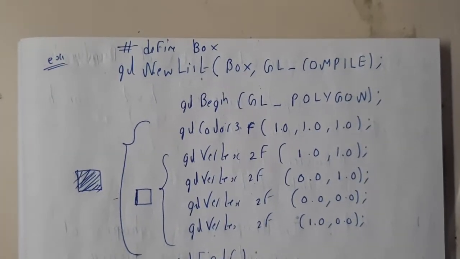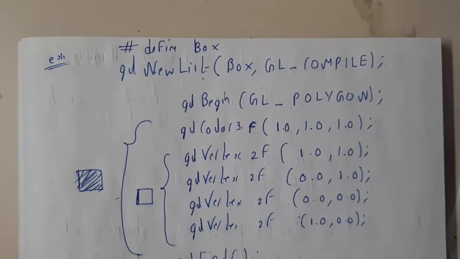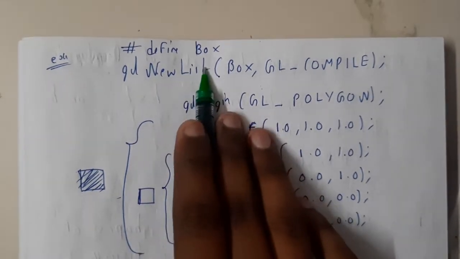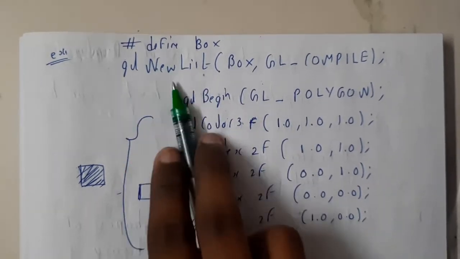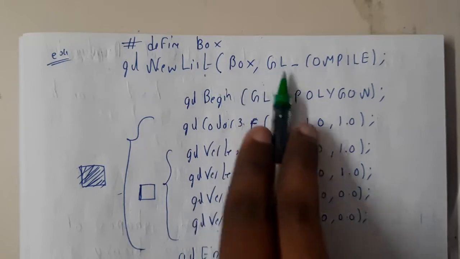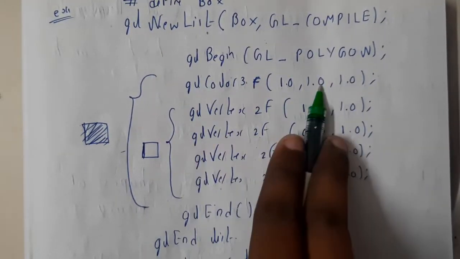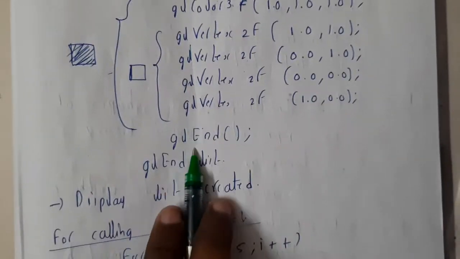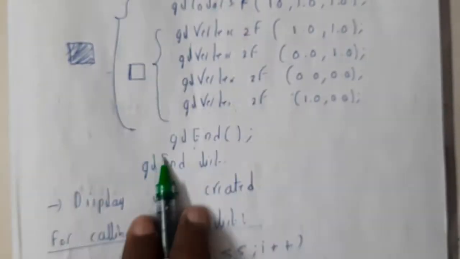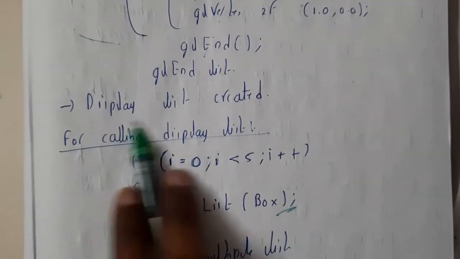Everyone please go through your record program, because in computer graphics, if you write programs, it will be really awesome. That's the reason. We are defining a box code. With glNewList, the name of the list is box, and it's ready for compilation, and we begin it with a polygon. I have given the color and 4 vertices. We have ended this block, and after that we have ended our list. So this is the main declaration of the list. Our list is created now.